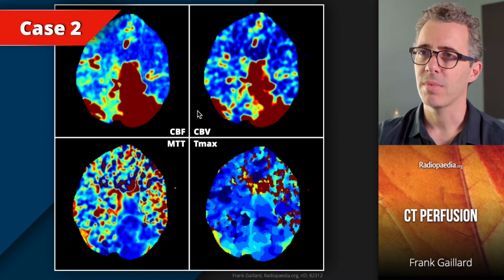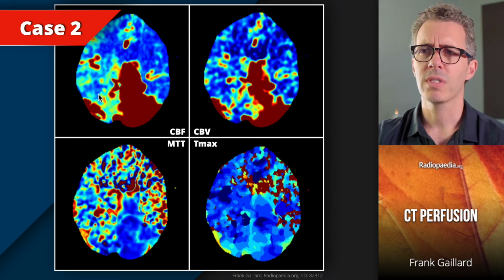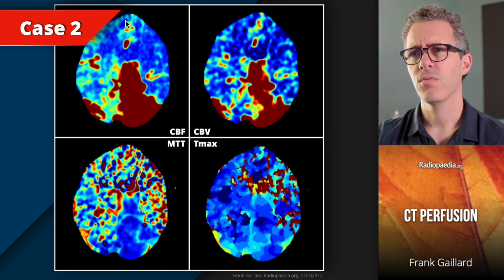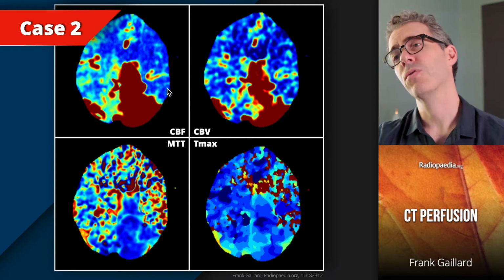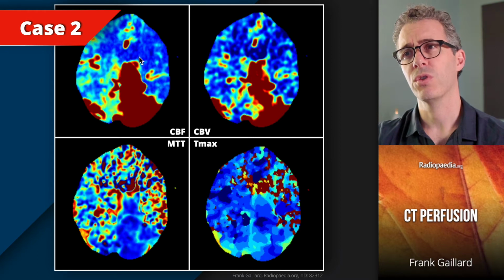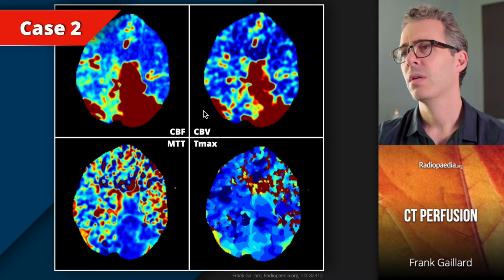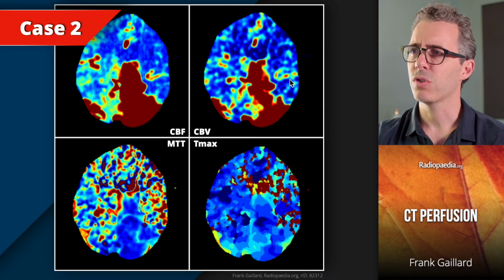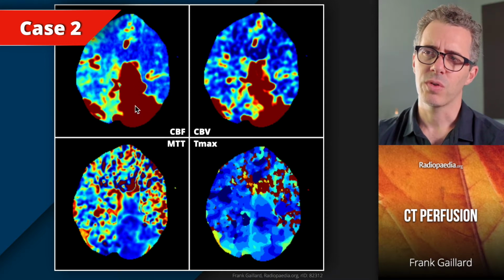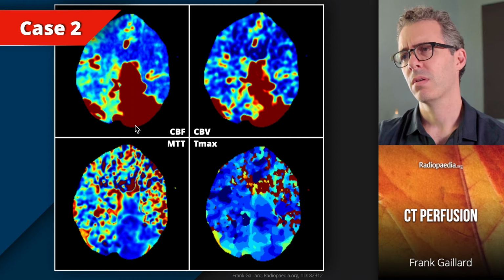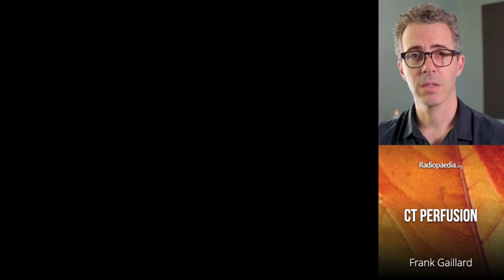Looking at CBV and CBF, the right middle cerebral artery territory looks about right. The right anterior cerebral artery territory and left anterior cerebral artery territory and middle cerebral artery territory appear reduced, both in terms of cortical vessels and parenchyma. And CBV similarly has reduced values. Whereas in the posterior cerebral artery territory and cerebellar hemisphere, we see markedly elevated artifact.